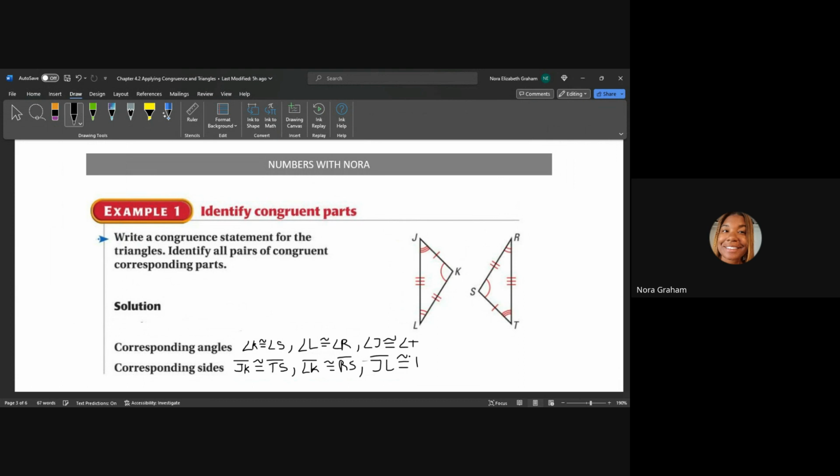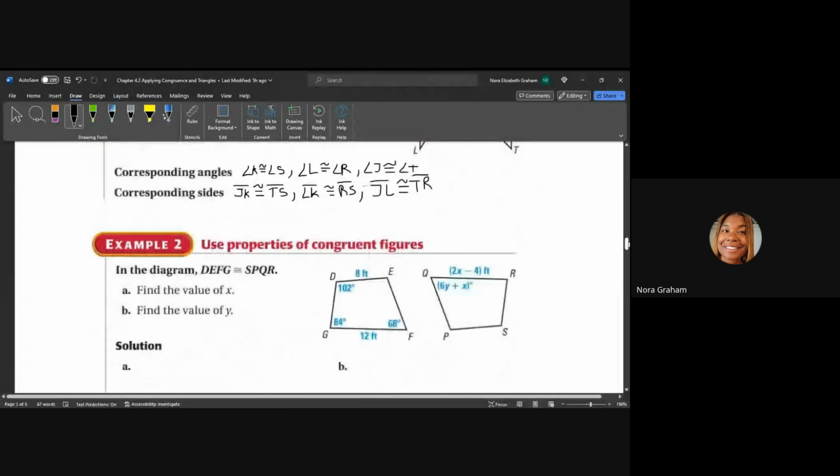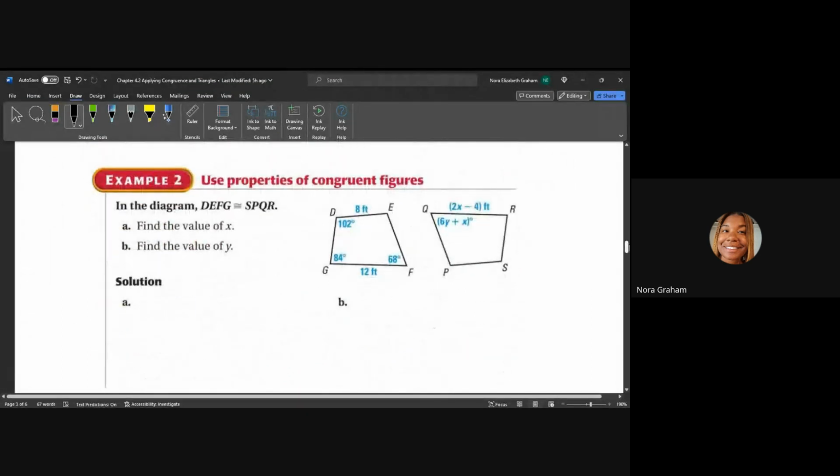T to R. All right, and those are all my corresponding angles and corresponding sides. And when we do our proofs, we're going to have to show that they're all corresponding angles and all corresponding sides in order to show congruency. So let's continue to another example.